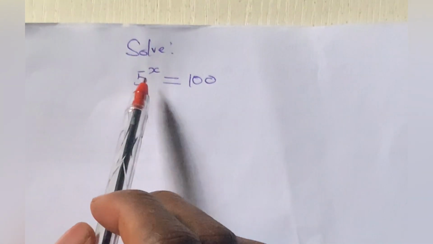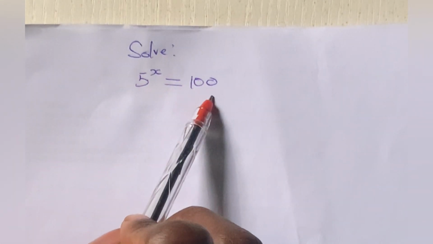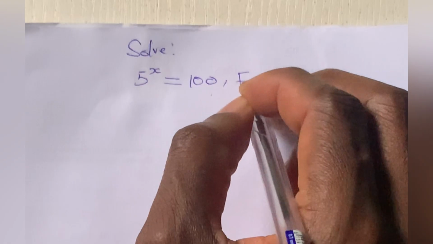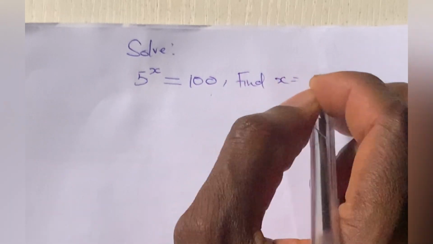Let's solve this equation together. We have 5 to the power of x is equal to 100 and we're asked to find the value of x in this equation. Find x.